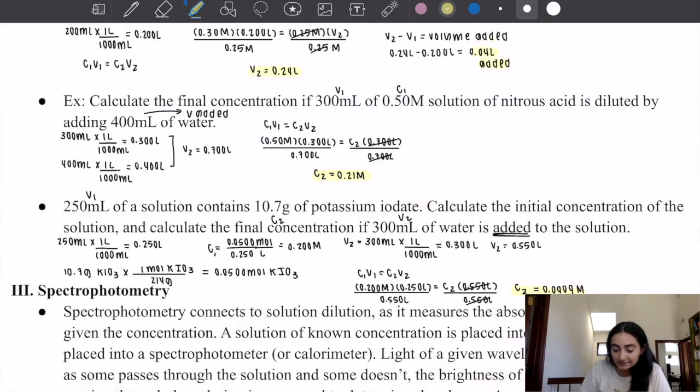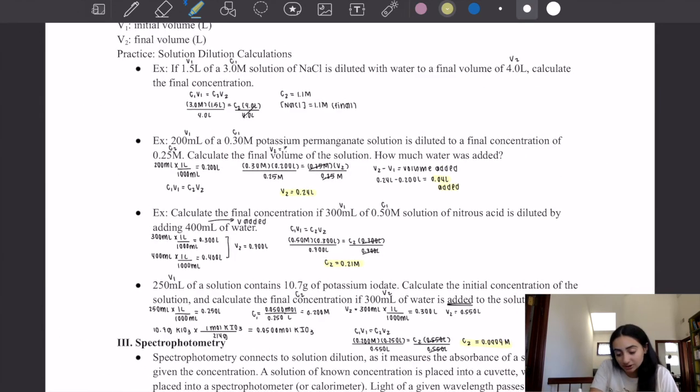Okay, so those are the different dilution calculations. I hope I was able to cover all the different kinds of problems you would get, but it's just manipulating these different equations and having a good understanding of solutions and concentrations in order to get you your final concentration and final volumes.